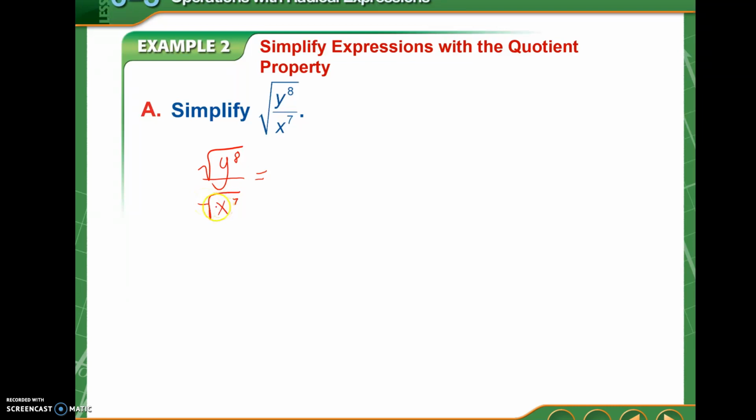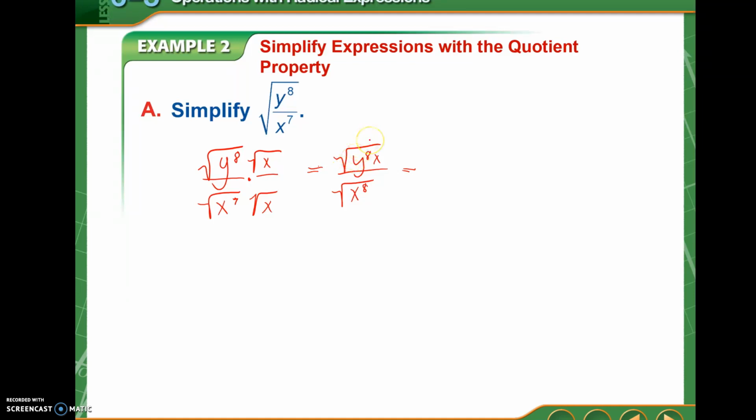So what I'm going to do is multiply this by a square root so that 2 can go into the power evenly. I need one more x to make that, so I would multiply this by the square root of x. Whatever I do at the bottom, I do at the top, so I'm really just multiplying by 1. So then that gives me the square root of y to the 8th x over the square root of x to the 8th. Now we'll simplify both the top and the bottom.